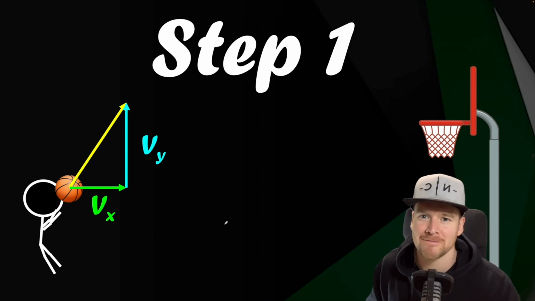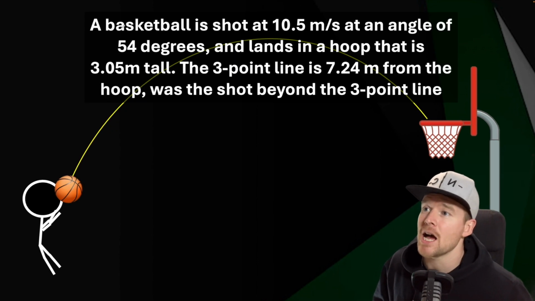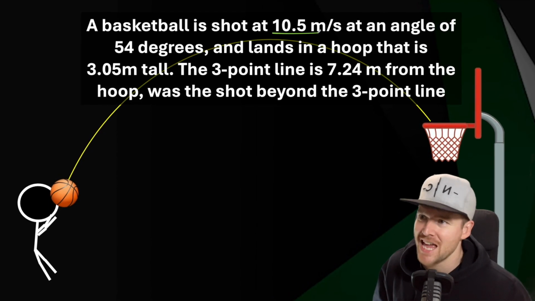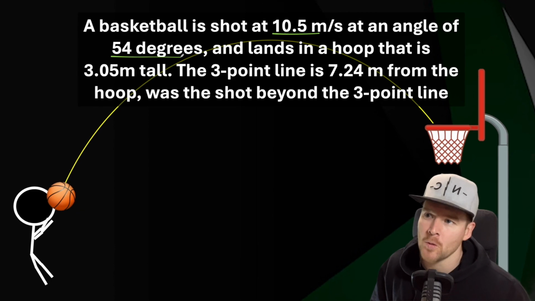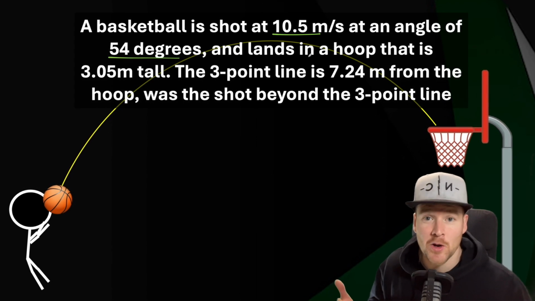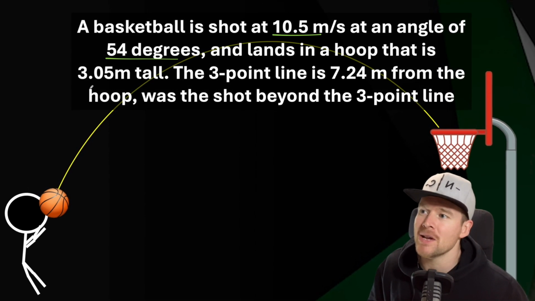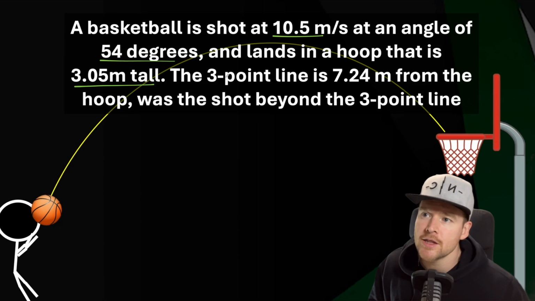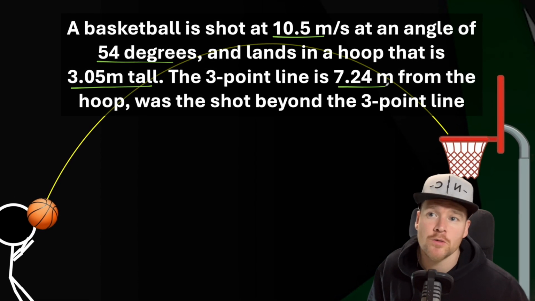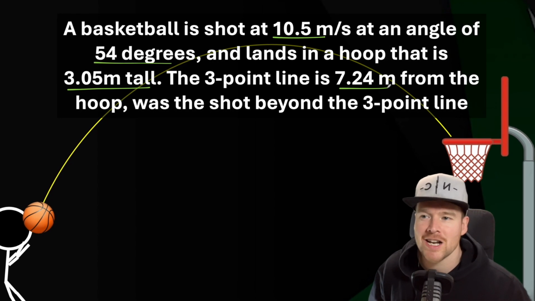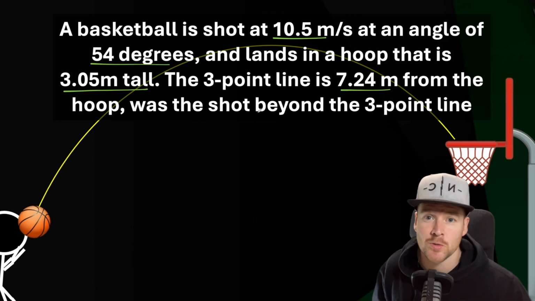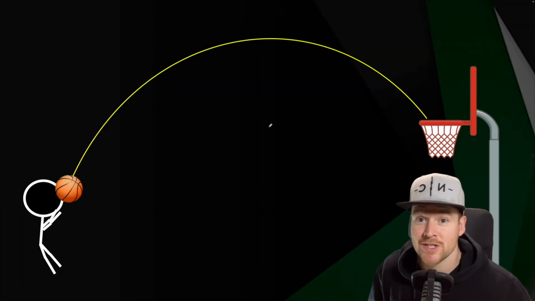So the example we're going to look at today says a basketball is shot at 10.5 meters per second, but here's the angled part, at an angle of 54 degrees. It lands in the hoop, the person makes the shot, and the hoop is 3.05 meters tall or above the ground. The 3-point line is 7.24 meters from the hoop, and we're trying to determine was the shot beyond the 3-point line, basically saying is it worth 2 or 3 points. So what should we do to start this question?